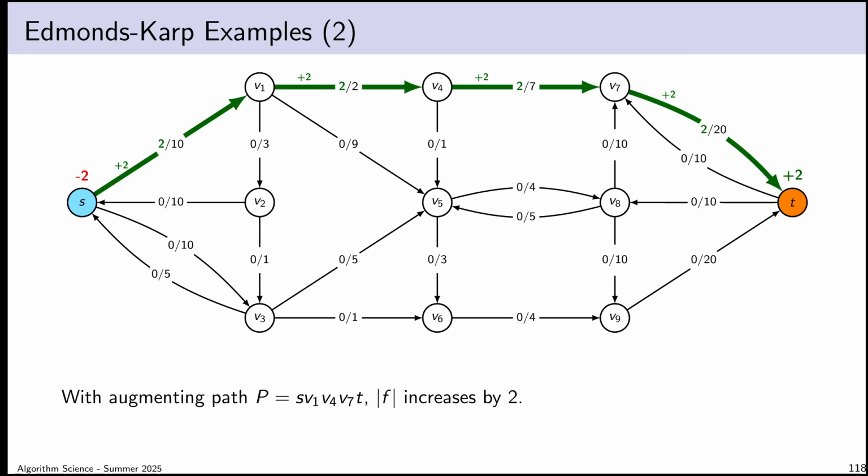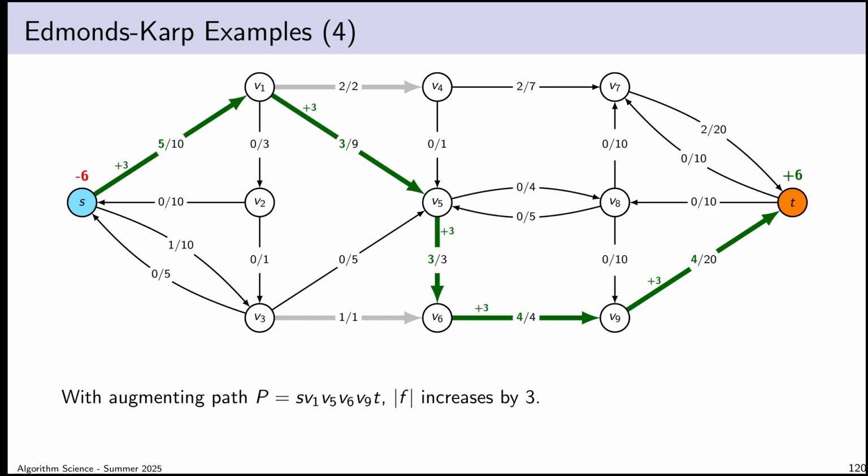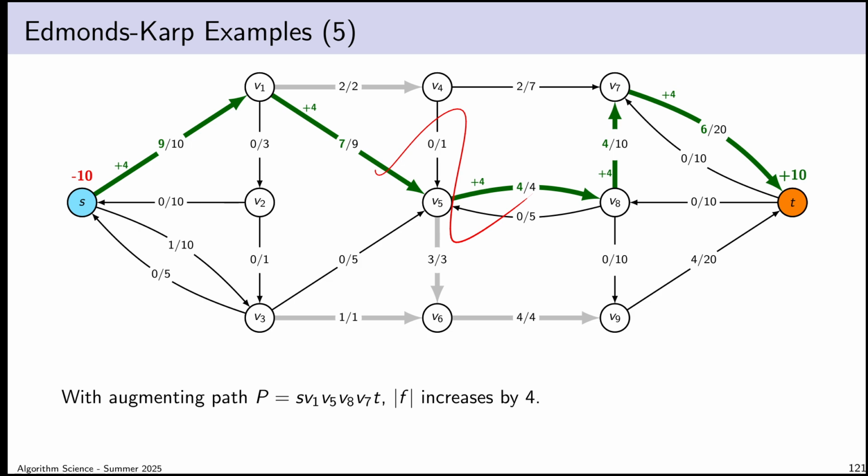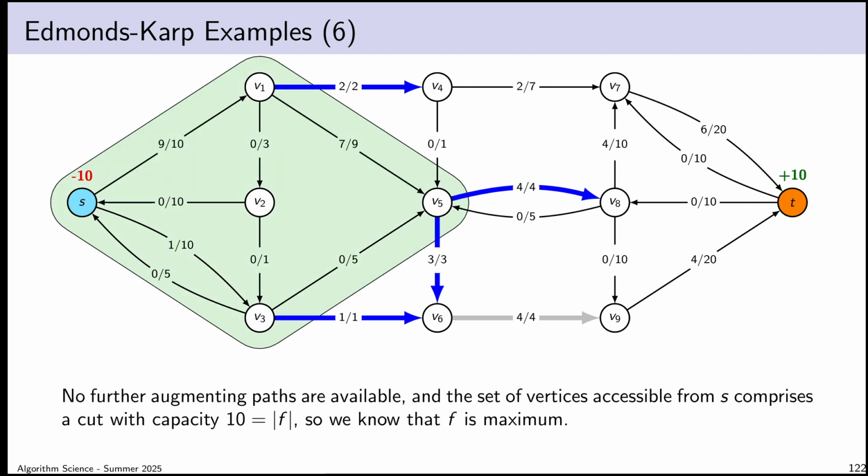Okay, our first augmenting path has length 4, and it increases the flow value by 2. Our second augmenting path has length 4 as well and increases the value by 1. Our third augmenting path, we can see 1, 2, 3, 4, 5. It has length 5. It increases the value by 3. Our fourth augmenting path increases the value by 4. And we're done. We already know that the maximum value of this flow is 10.